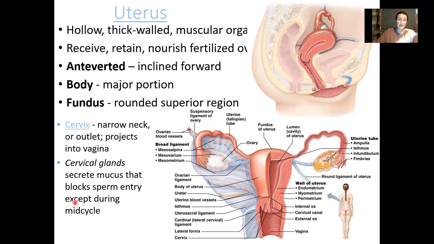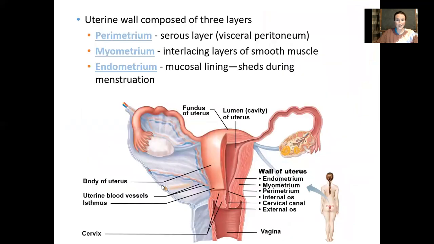So block sperm entry until mid-cycle, and hopefully we'll get into that tonight or minimally on Thursday's lesson. Okay. Again, a theme that we have seen literally from the first week of class together. The wall of this organ is composed of 3 different layers, right? And the tissue matches the function of each of these layers. All the way on the outside is the perimetrium. Right, so peri going around the perimeter.